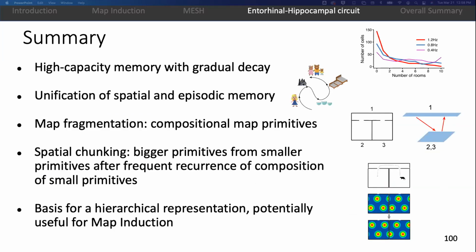So that's all. I just want to summarize that we looked at a high capacity memory with gradual decay. So this model has several properties, right? High capacity memory, unification of spatial and episodic memory. We looked at how map fragmentations can happen, which lead to compositional map primitives. And then spatial chunking can lead to formation of bigger primitives by composing these smaller primitives through elastic deformations of the grid map. And we think that this provides a basis for hierarchical representations of space in the brain, which might potentially be useful for things like map induction.